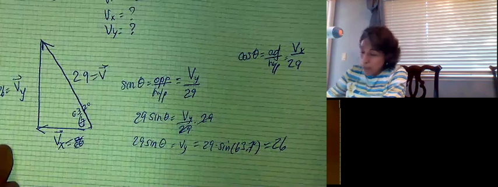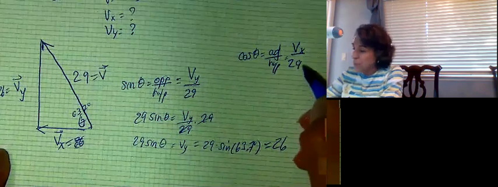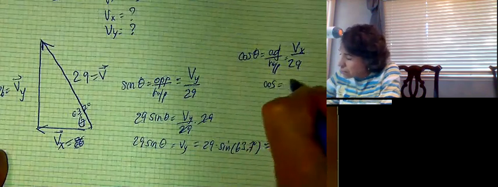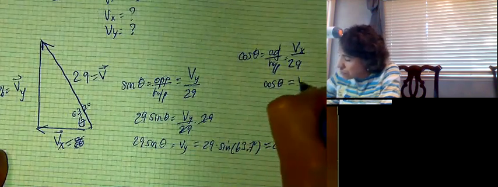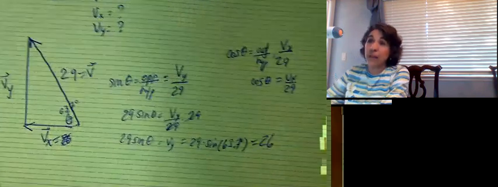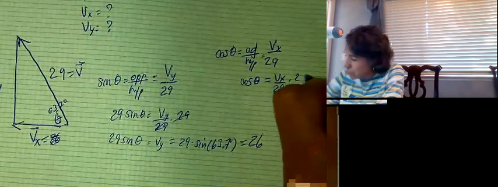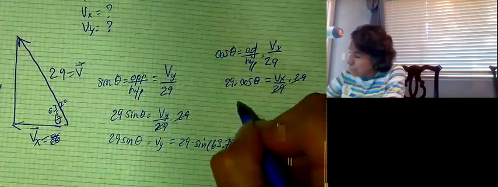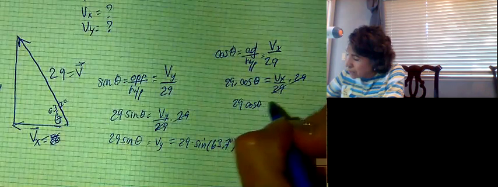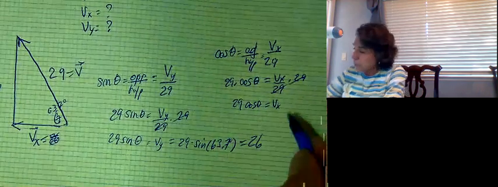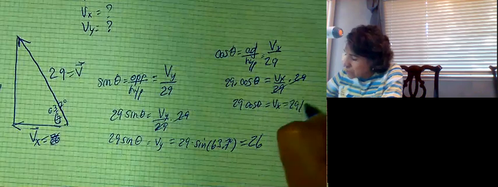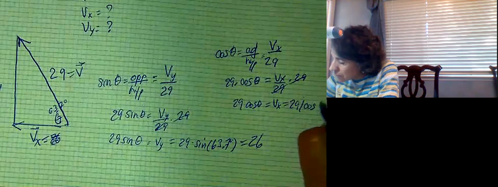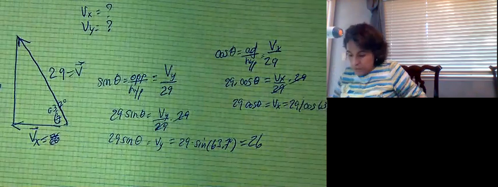Okay, so here we go. We want to know what Vx is. Well, we've got this 29 on it, so we multiply 29 on both sides. Let me rewrite it. Cosine of theta is equal to Vx over 29. Multiplying 29 on both sides, the 29s cancel out, and I get 29 cosine theta is equal to Vx. Okay, let's plug it in. 29 times the cosine of 63.7.